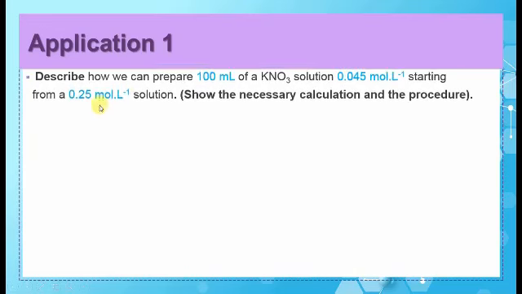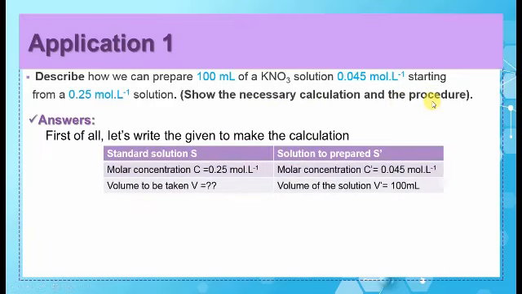Okay, it's time to do some applications. Application number 1, describe how we can prepare 100 milliliter of a KNO3 solution of concentration 0.045 mol per liter, starting from a solution of concentration 0.25 mol per liter. You have to show the necessary calculation and the procedure.